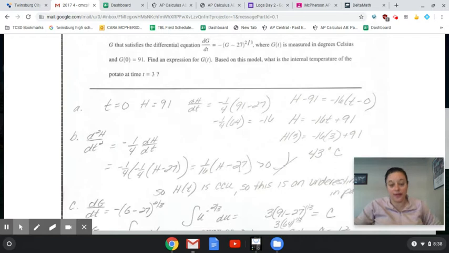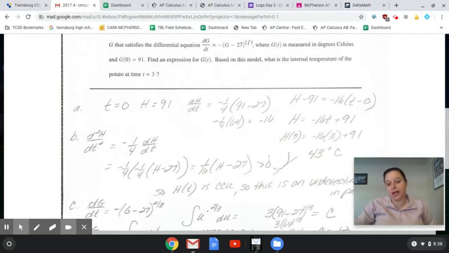have h minus 27. Well, the one thing I know about the temperature, which is h, is it's always bigger than 27, which means no matter what I plug in here, I'm always going to get a positive value. I'm going to get 1/16 times something positive. So that's always greater than 0. I use that to draw a picture. So if it's always greater than 0, that means it's concave up.